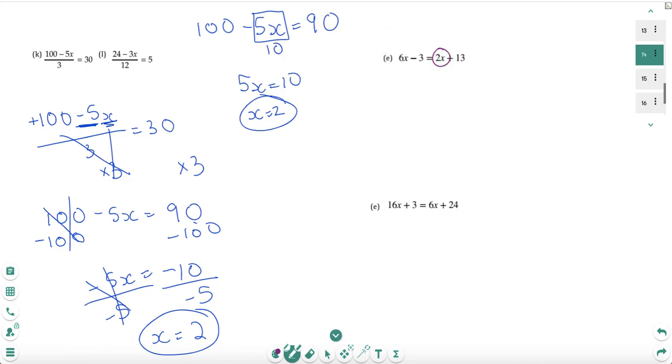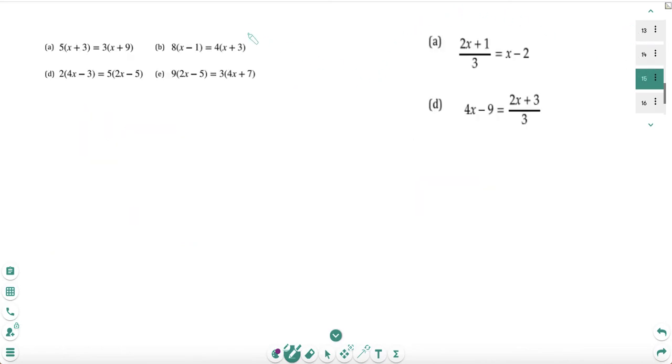So to get rid of 2x, we're going to minus 2x. What you do to one side, you have to balance it, so you minus 2x here. So on the left-hand side, 6x minus 2x is 4x, minus 3 equals 2x minus 2x cancels out, equals 13. Oh, nice and easy. X is being multiplied by 4, then minus by 3. So we'll get rid of minus 3 first, so plus 3. Balance it. Boom, boom. 4x equals 16. 4 times something is 16. X must be 4, because 4 times 4 is 16.